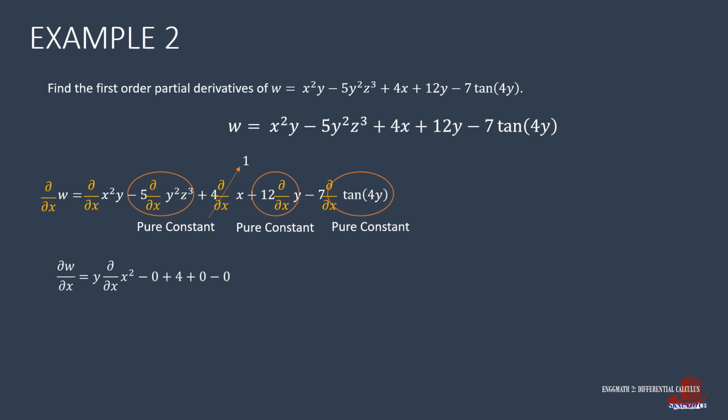The derivative of x squared is 2x times the derivative of x with respect to x, that is 1. So the partial derivative of w with respect to x is 2xy plus 4.